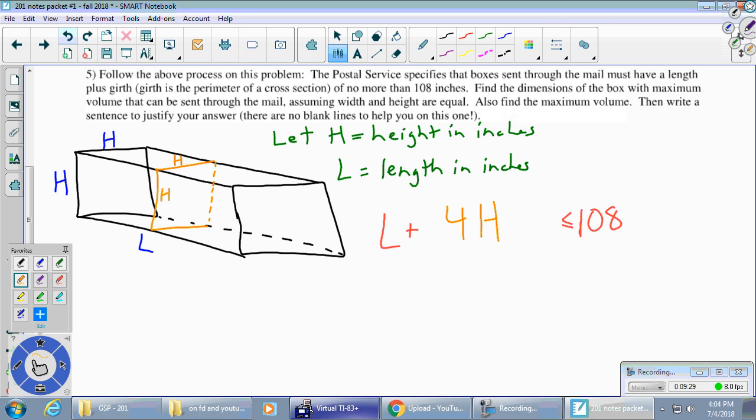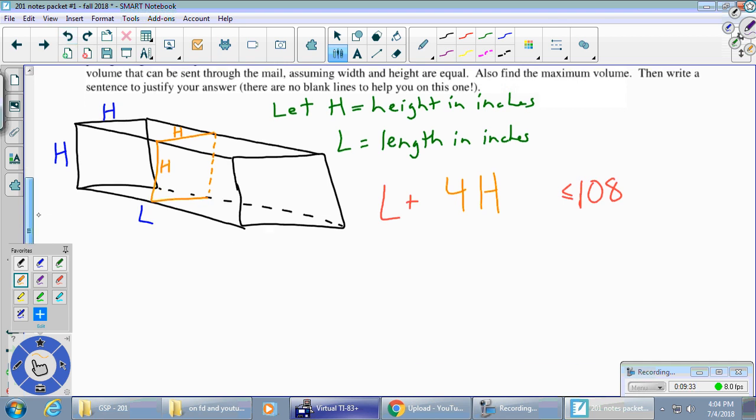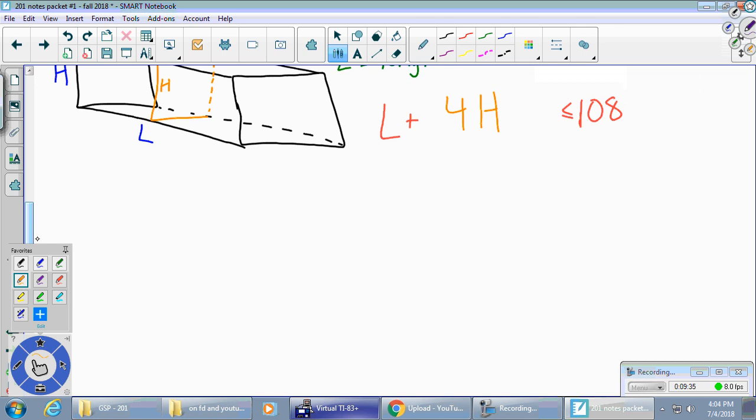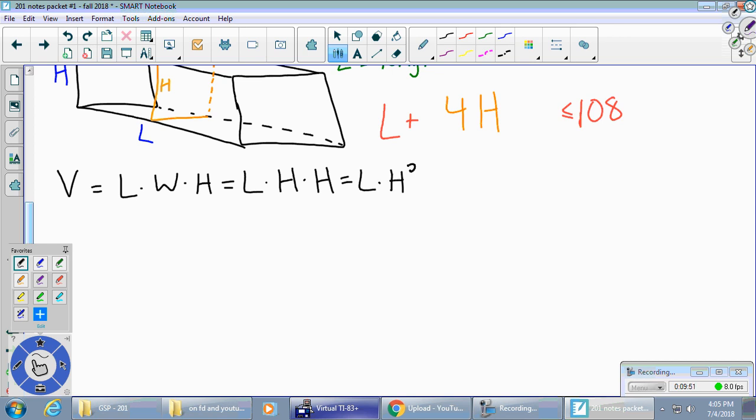L plus 4h has to be less than or equal to 108, and we're trying to maximize the volume of the box that we can mail subject to that constraint, that 108 constraint. Okay, so the volume of the box we know is length times width times height. But there's no W in this one, it's h for both. So L times h squared, groovy. But it's no good to have two variables on the right-hand side of this equation. We need to get it down to a single variable.